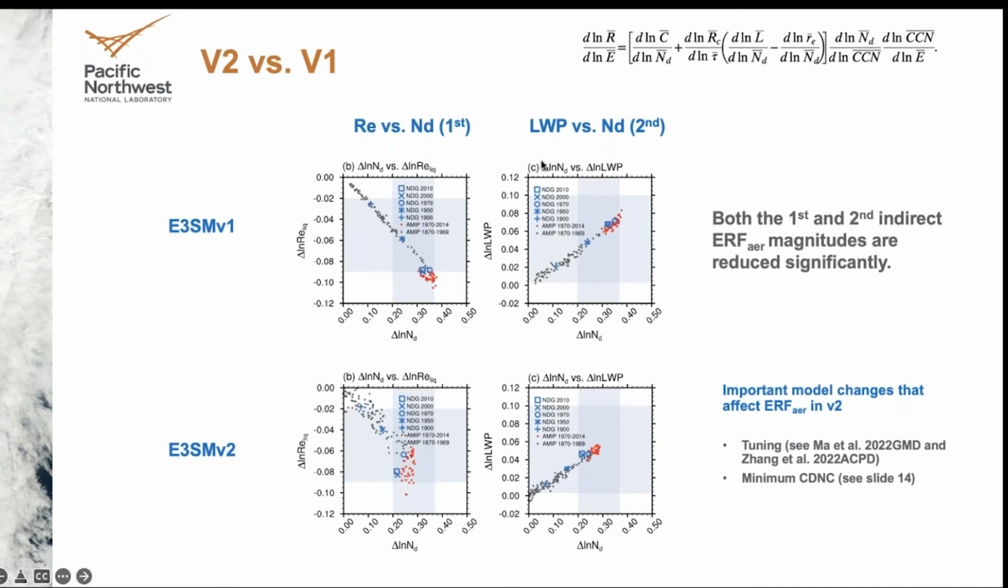Similarly, we see consistent changes in liquid water path. So basically, for both of the two indirect effects, first and second, the effective radiative forcing magnitude is reduced significantly.